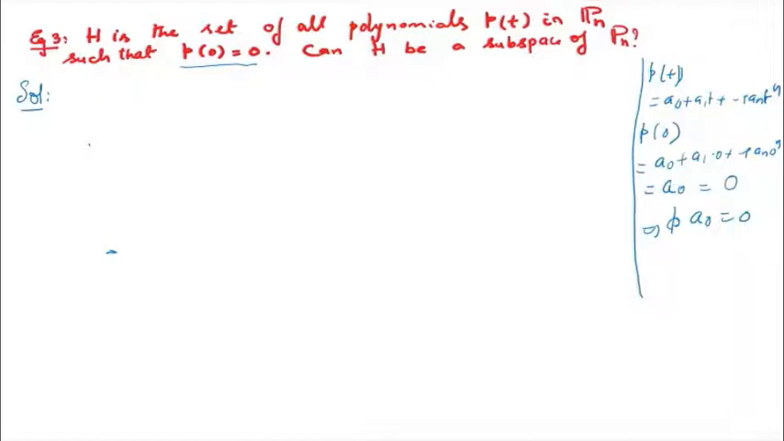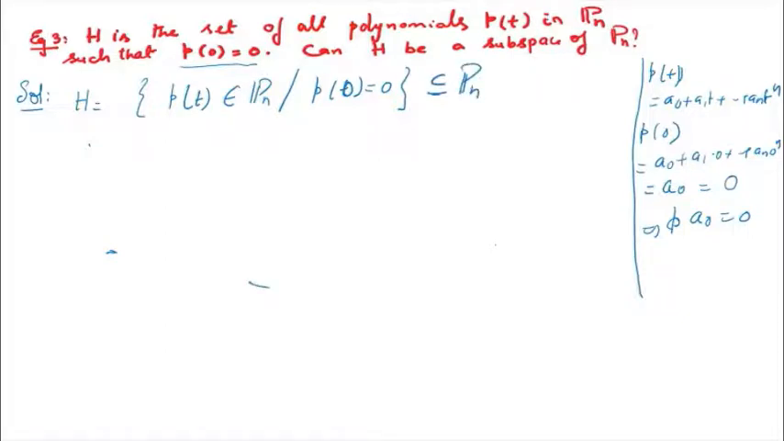Now let me write what H is having. H has all the polynomials which belong to Pn such that P of 0 is equal to 0. So obviously it will be a subset of Pn. Why? Because you are taking all the polynomials from Pn only. So H will be a subset first. Not like in the previous example, where we got that R2 is not a subset of R3. But here, H is a subset of Pn.